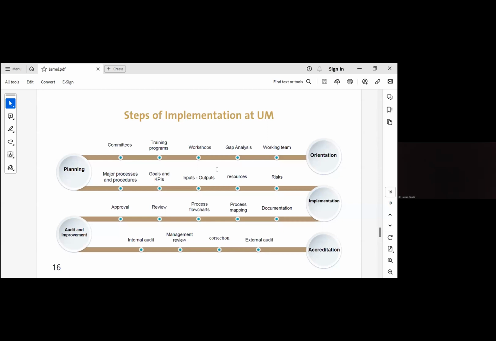Implementation, we had to approve and review what we call process flow charts and process mapping and documentation. This was the main issue that we had to consider. From there, we went to audit and then improvement. From the audit, there was internal audit, management review, corrections, and external audit. And then we ended up at the accreditation. This is how we operated until we got satisfied and accredited.